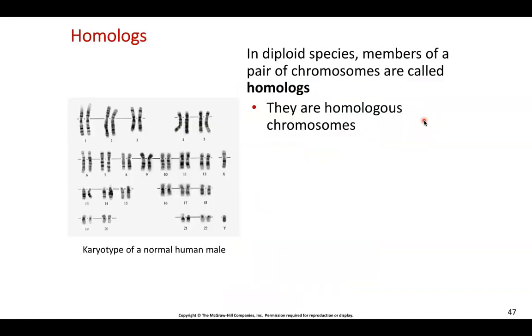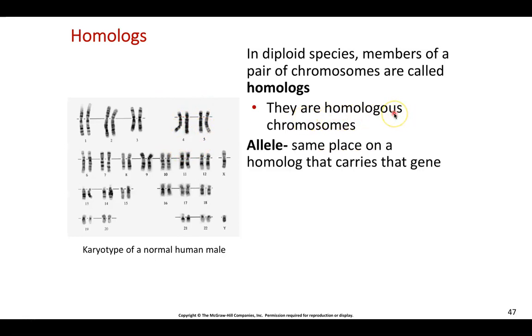All right, so when we're talking about diploid or 2N species, if they're part of a pair, so let's say number 4 is these 2 chromosomes and number 4, we call them homologs of each other. So they are known as being homologous chromosomes.